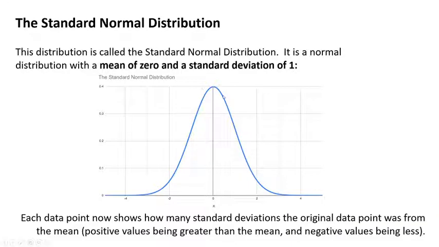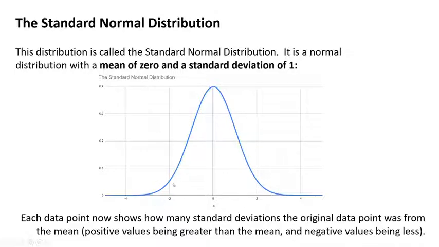And this standard normal distribution is what we call, interestingly enough, just a standard normal distribution. It's a normal distribution with a mean centered around 0, and it has a standard deviation, nice and neat, of just 1. So each data point in this distribution now shows how many standard deviations the original data point was from the mean.